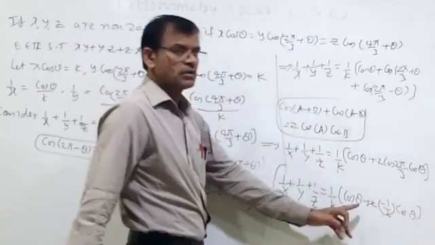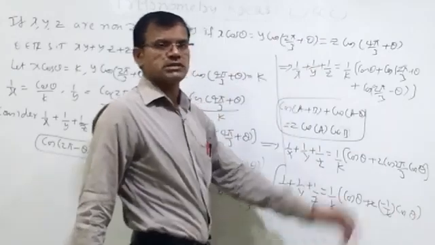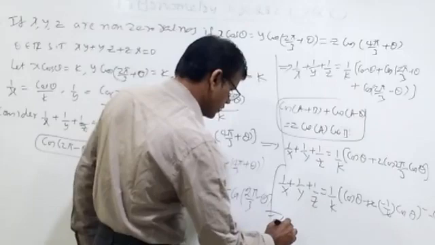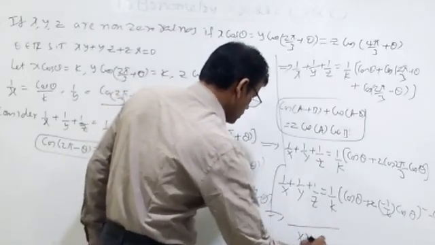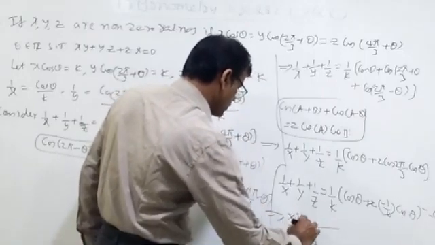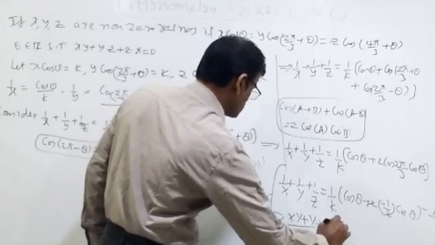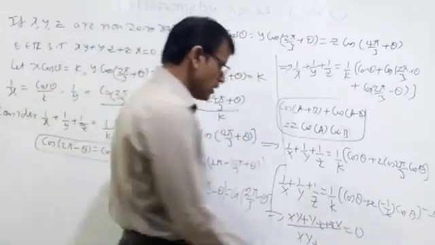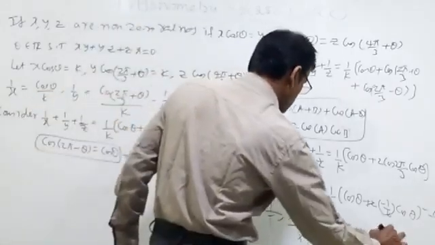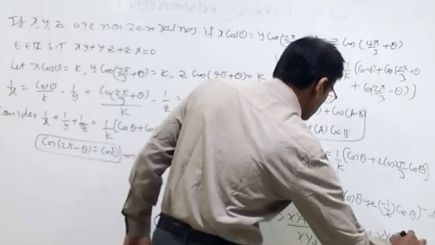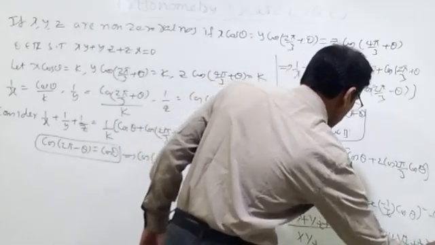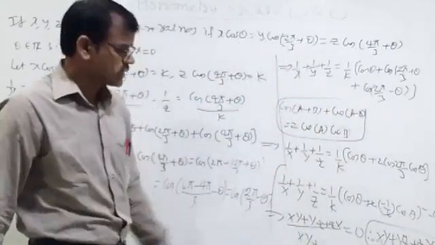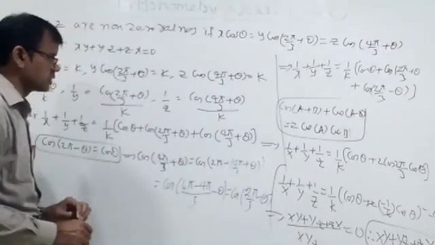2, 2 get cancelled. This is becoming 0 because cos theta minus cos theta gives 0. Now take LCM for this one. XYZ is the LCM. Here you can get XY plus YZ plus ZX is equal to 0. By cross multiplication, you can write directly the answer: XY plus YZ plus ZX is equal to 0.